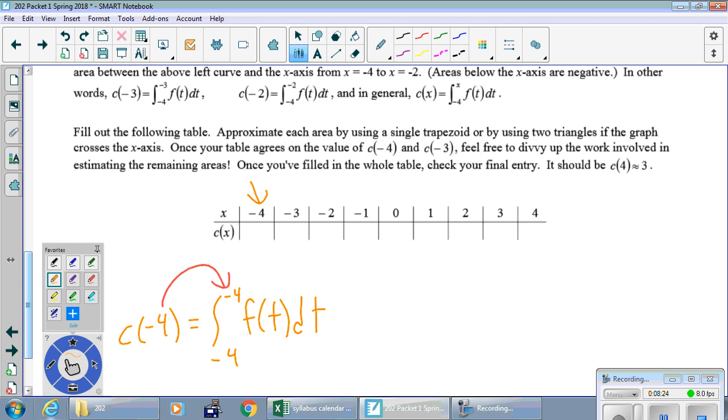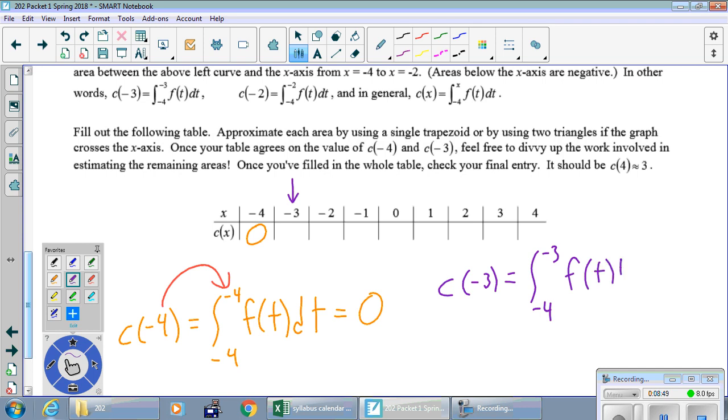And this integral is easy, right? Because integrating from -4 to -4 means you sweep out no area. So this one is equal to 0. Okay, but let's try the next one. So now we're working here. And I'm going to write the definition for C of -3. It's the integral always from -4 up to the number in the parentheses, the function on the left.